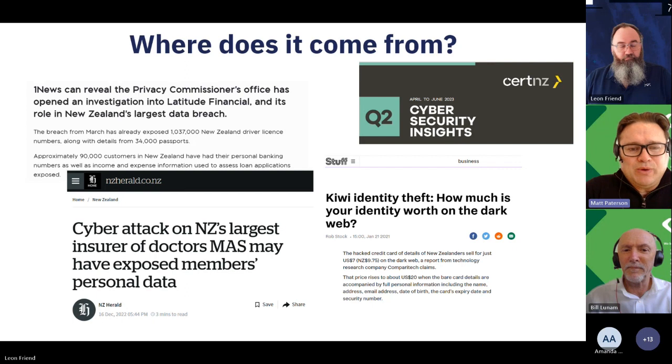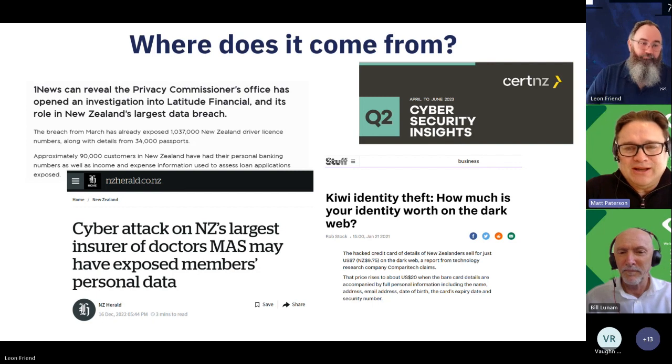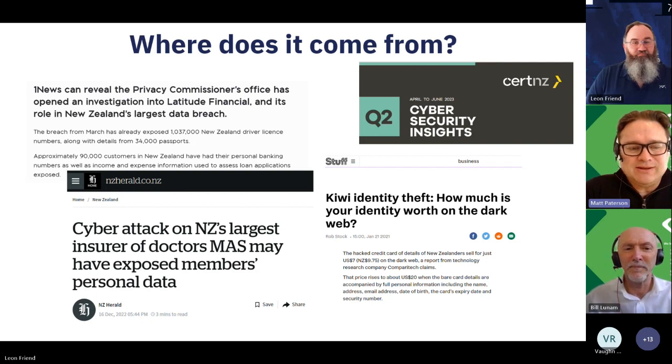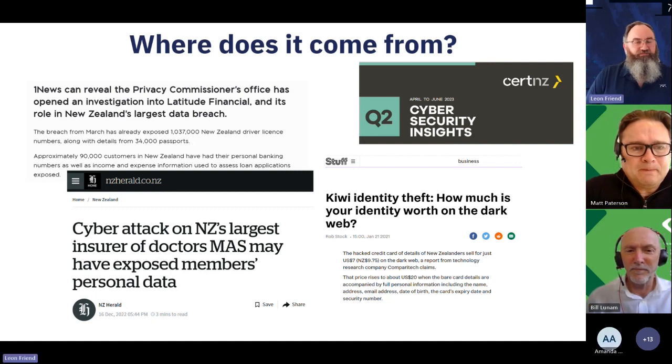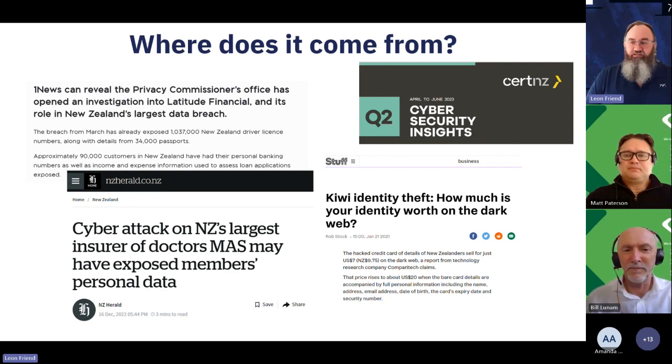So everyone just be aware that Latitude was formerly known as GE Money, if you don't recognize the Latitude name. There's a significant number of people who have done Harvey Norman accounts, and with 90,000 customers there, it's highly likely that there are people on this call who have been affected by this. Yeah, pretty much if you've done any sort of consumer finance over the last 10, 15 years, you've probably dealt with them.